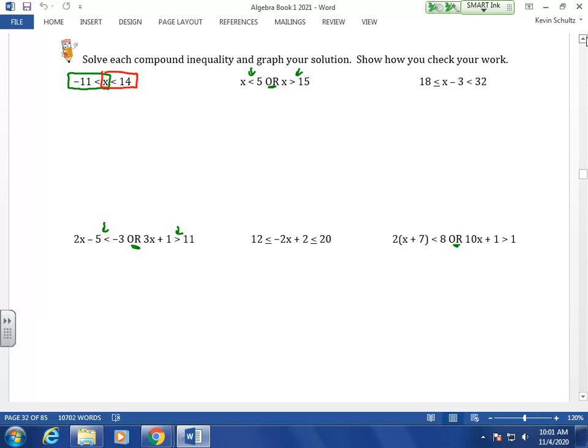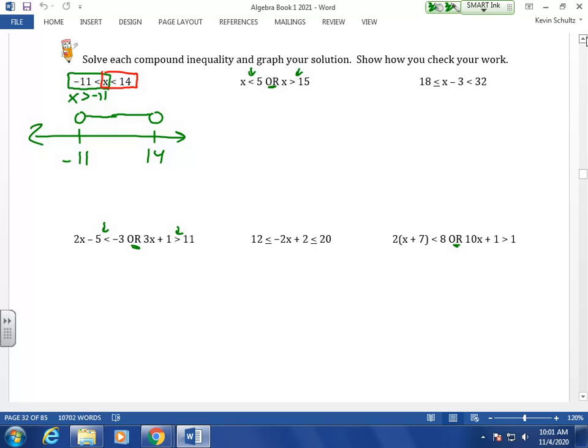So the reason why we can write it with x in the middle like that is because when we graph this, -11 and 14 are our two limits. -11 is less than x, which is the same thing as saying x is greater than -11. Well, that means that our values are going to be going to the right of -11. X is also less than 14. That's why they connect. Okay?